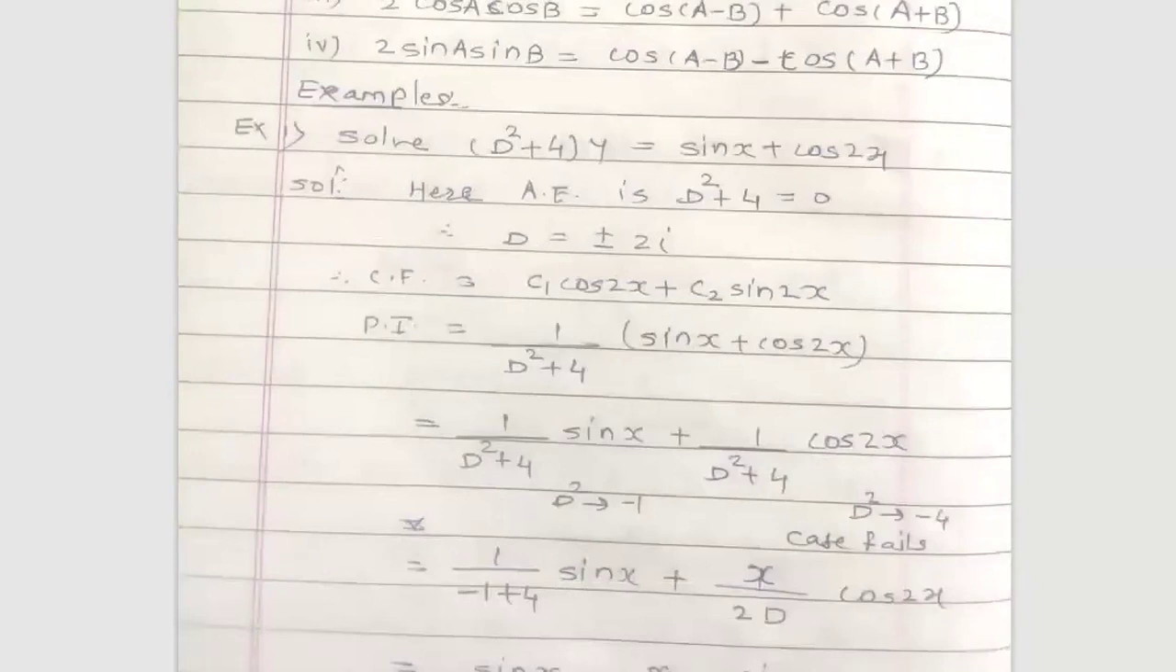Solve (D square plus 4) y is equal to sine x plus cos 2x. Here it is the reduced form of LDE, and the auxiliary equation is D square plus 4 is equal to 0. It is a quadratic equation, D square plus 4 is equal to 0. So it has two factors. If we shift this 4 to the RHS, the term is D square is equal to minus 4. If the square is a negative number, here we introduce i square. So D square is equal to 4i square, and so the factors are D is equal to plus minus 2i.